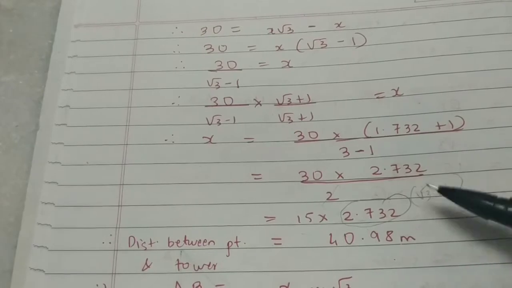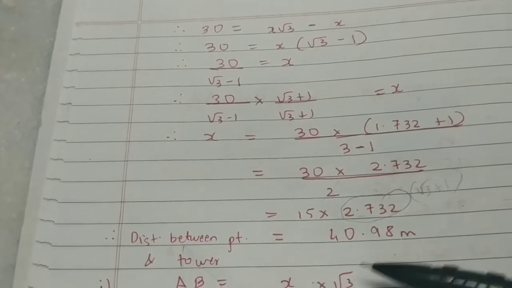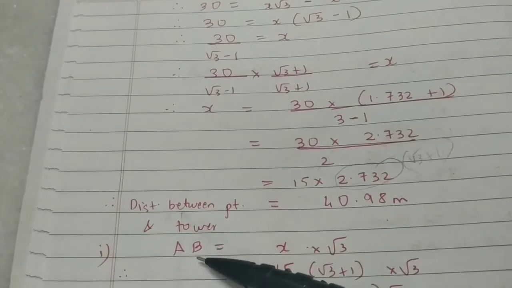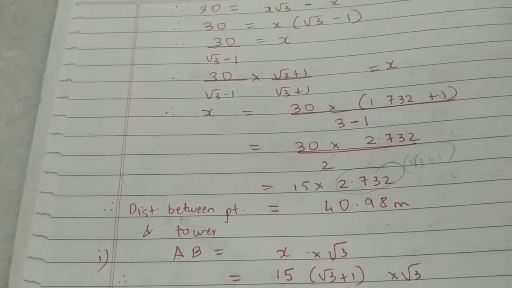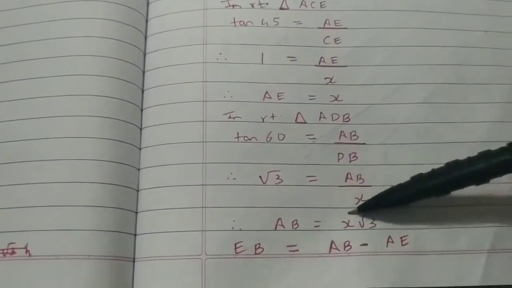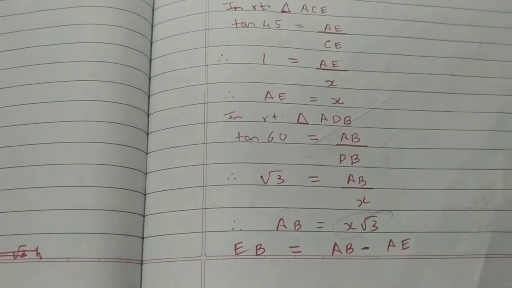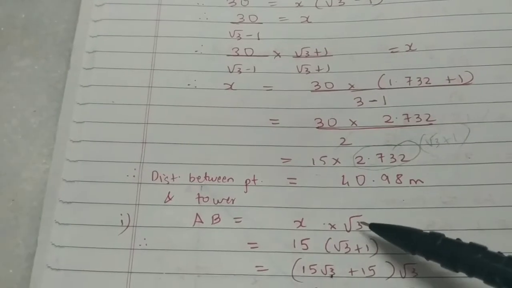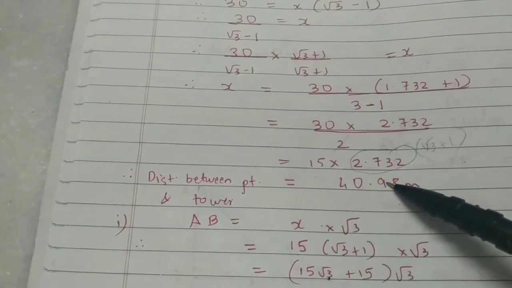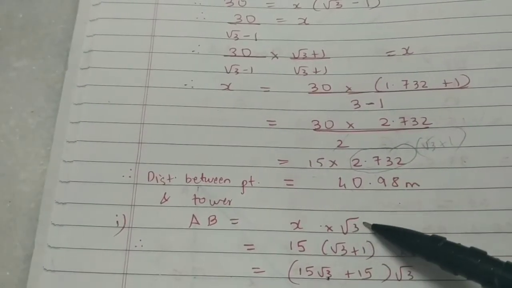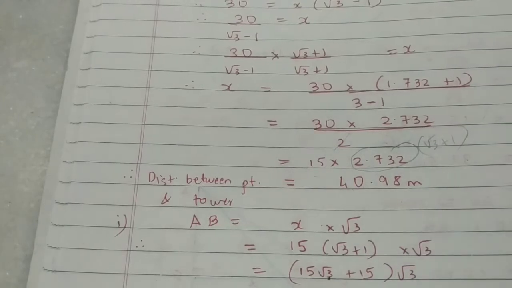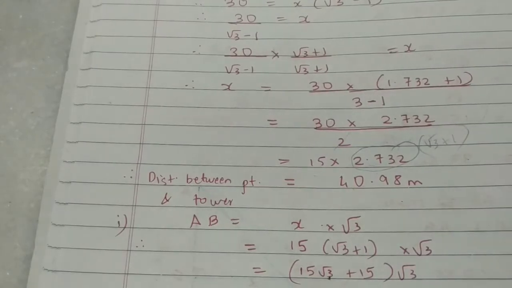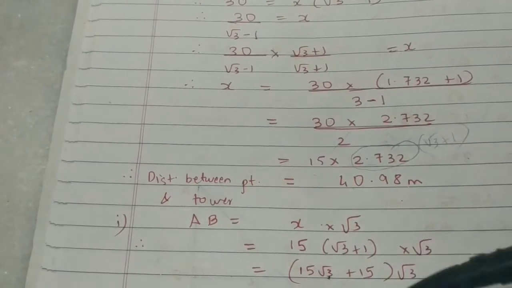Practice the multiplication. Now I'll find Roman number 1, the height, which is AB. Now earlier somewhere I had found out AB. Here it is. It's X into root 3. And we have found the value of X. So you can find AB by multiplying 40.98 into 1.732. But multiplying the decimals will be quite a headache. So I'm going to use another way of calculating.